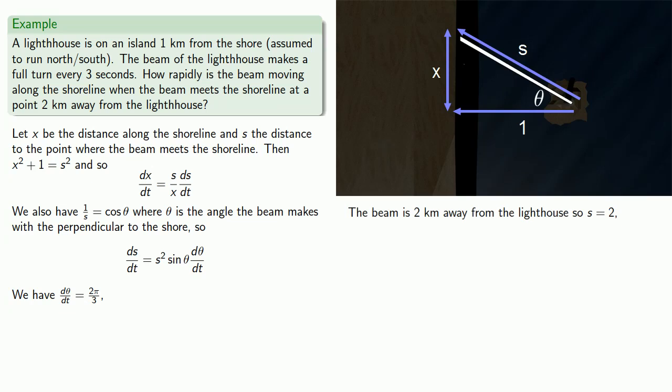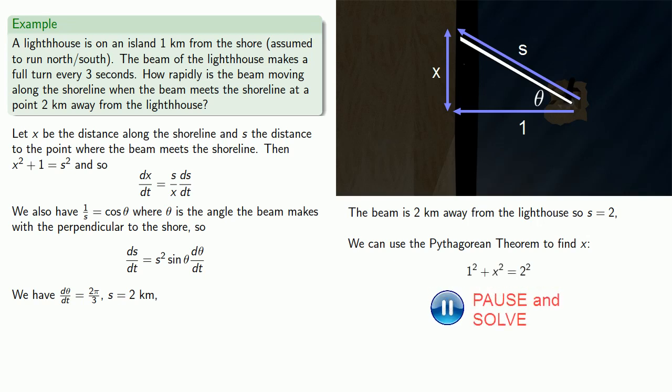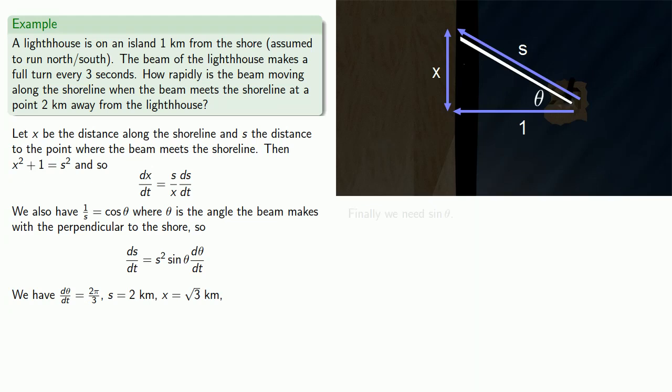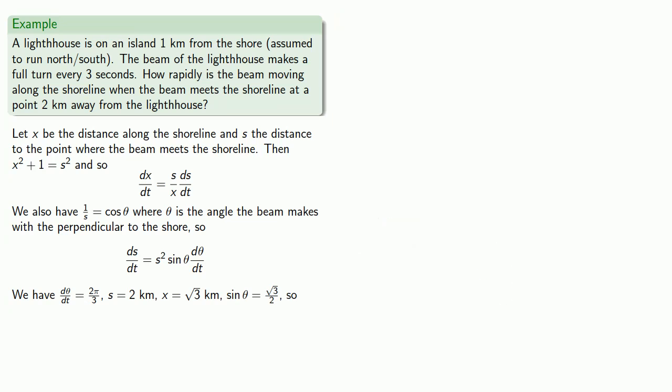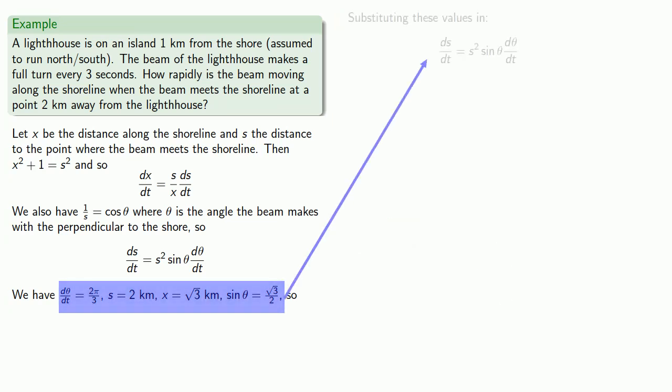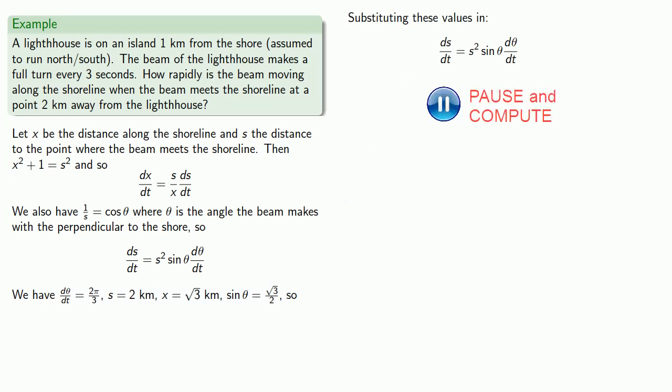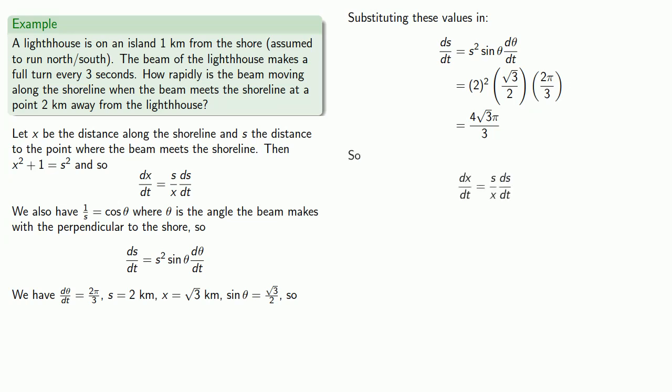We also know s is 2 kilometers because that's the distance to where the beam meets the shoreline. But we do need to know x. We can use the Pythagorean theorem for that. And we also need to know sine of theta, and we can use our right triangle for that. So substituting in these values gives us ds/dt. And then once we know ds/dt, we can substitute it in to find dx/dt.